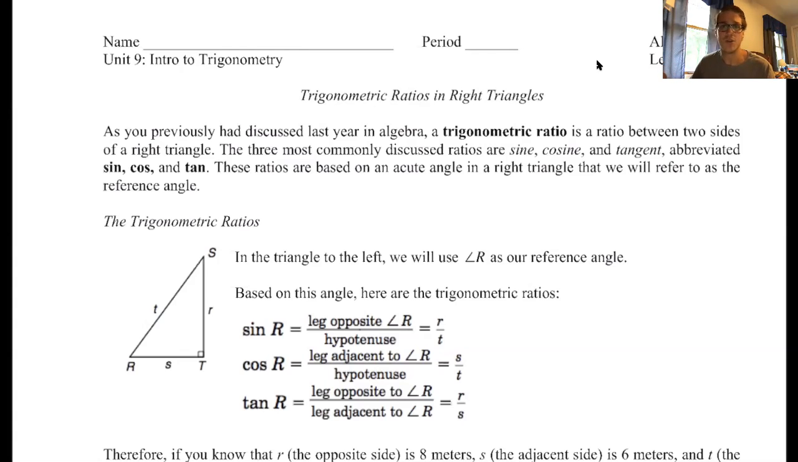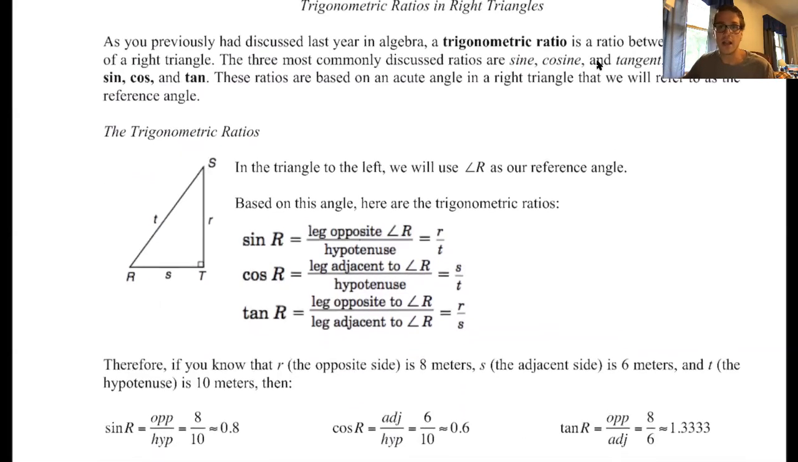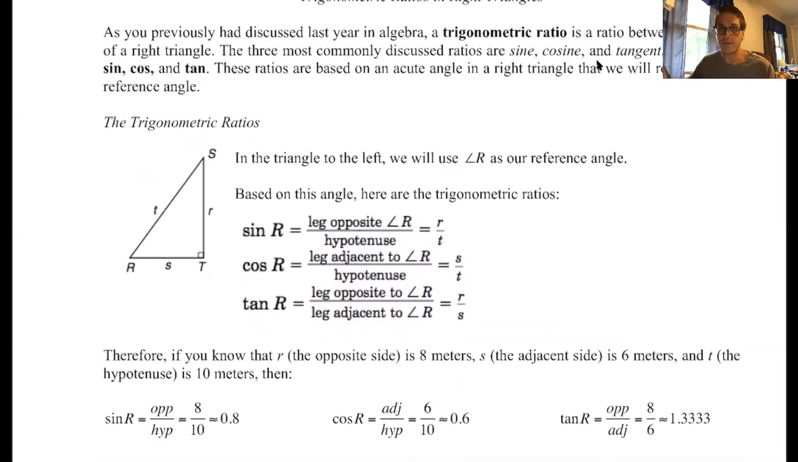And they're based on an acute angle in a right triangle, which we're going to refer to as the reference angle. So in the triangle to the left here, we're going to use angle R as our reference angle. It's a good idea to always mark your reference angle. I usually put just a little arc there so that I know what I'm looking at. Based on this angle, by definition, the sine of angle R equals the leg that's opposite angle R over the hypotenuse of that right triangle.